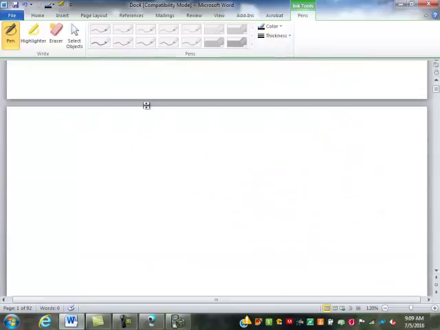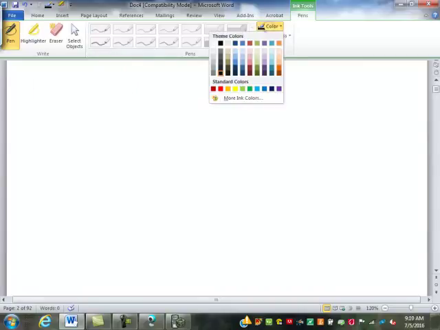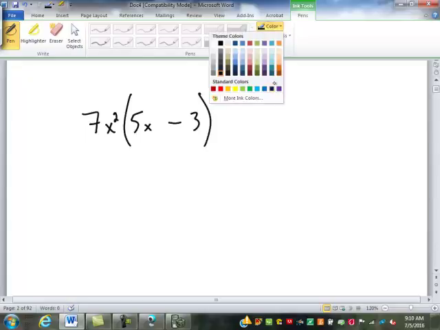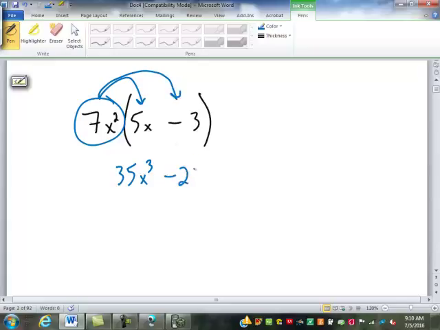But what we just went over here is a good bridge into our new material. You know, we saw something like this. And of course, we just multiplied that out. We distributed is the word for the shortcut for it. We took 7x squared times 5x, gives us 35x to the third. And 7x squared times negative 3 gave us a negative 21x squared.